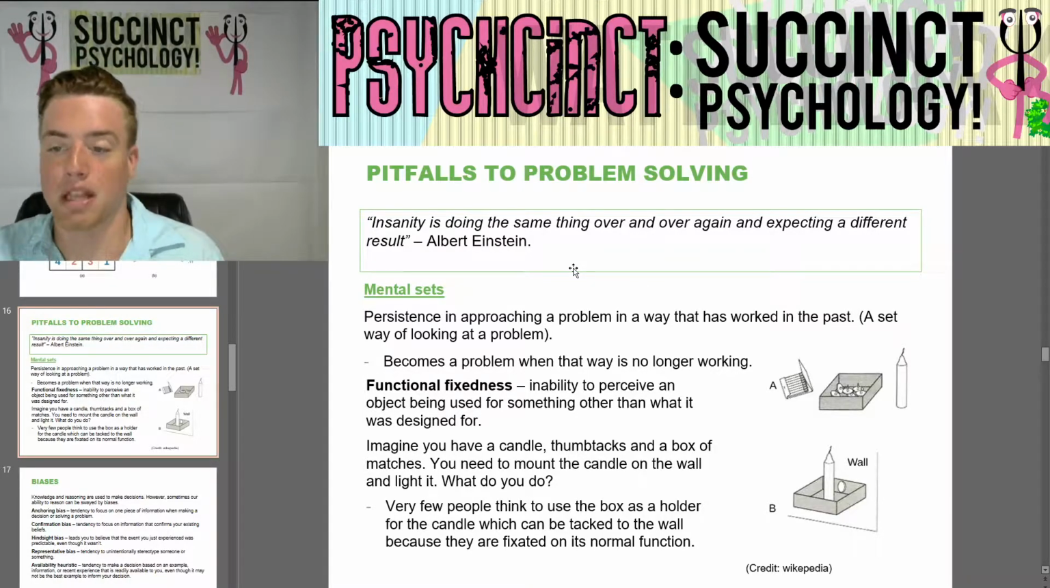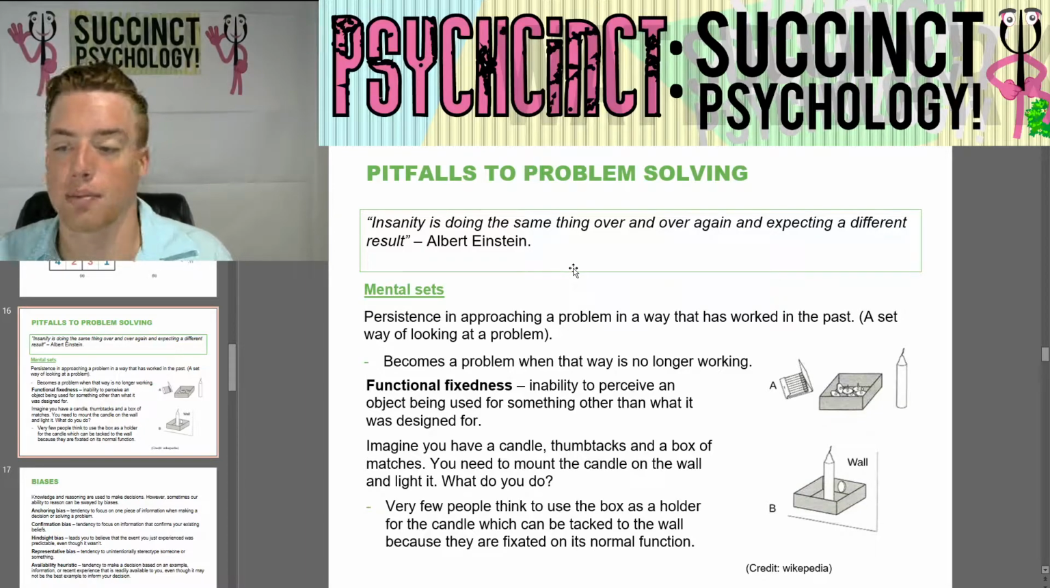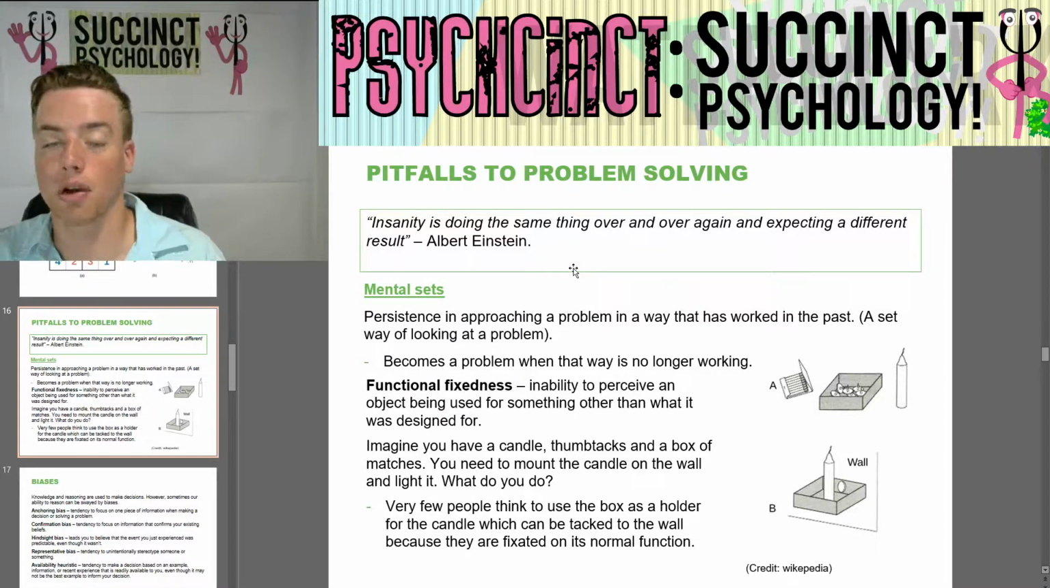So first we have mental sets, which is persistence in approaching a problem in a way that has worked in the past. So it's a set way of looking at a problem. And it becomes a problem when that way is no longer working. Functional fixedness is the inability to perceive an object being used for something other than what it was designed for.